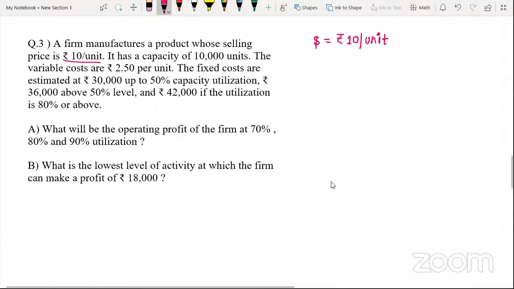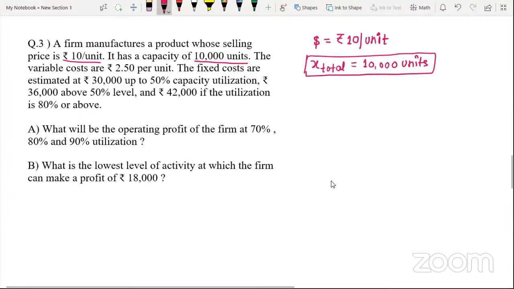Now they are saying that it has a capacity of 10,000 units. Okay, it means the total production they can produce is 10,000 units. So total x. Okay, they are talking about total x. Total plant capacity they are talking about. They can produce 10,000 units. Okay, you can say this is the plant capacity. So just keep it aside. Okay, we'll talk about it later.